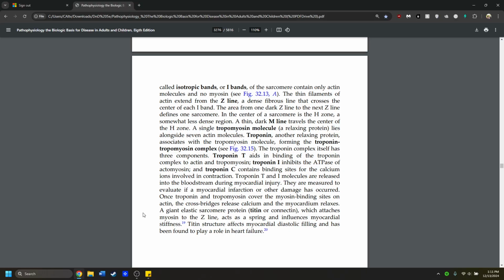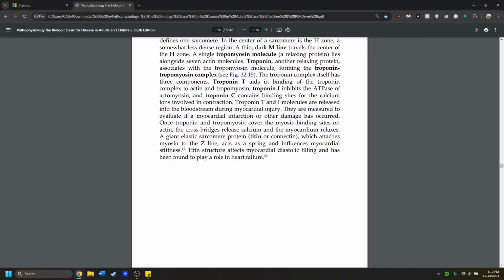Once troponin and tropomyosin cover the myosin binding site on the actin, the cross bridges release calcium and the myocardium relaxes. A giant elastic sarcomere protein, titin or connectin, which attaches the myosin to the Z line, acts as a spring and influences myocardial stiffness. Titin structure affects myocardial diastolic filling and has been found to play a role in heart failure.